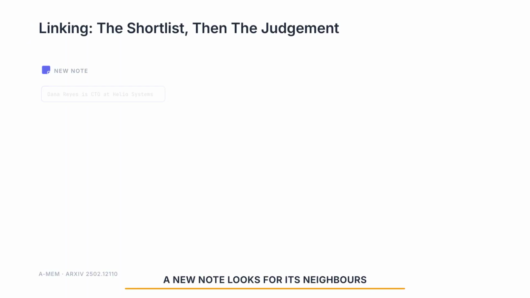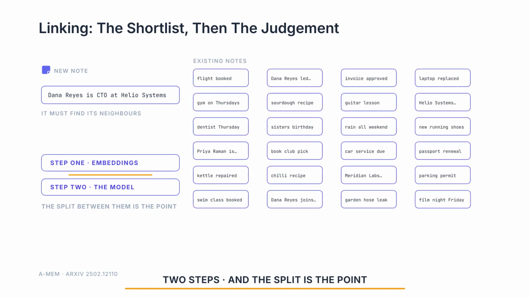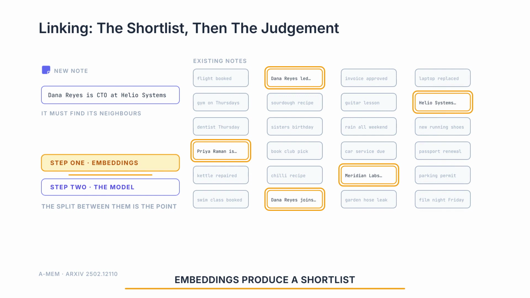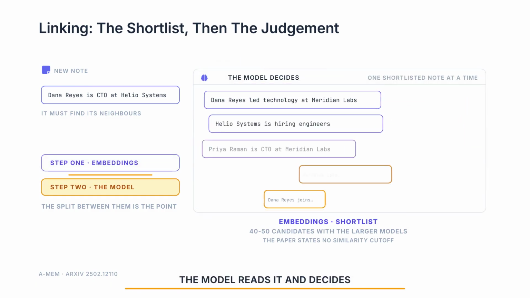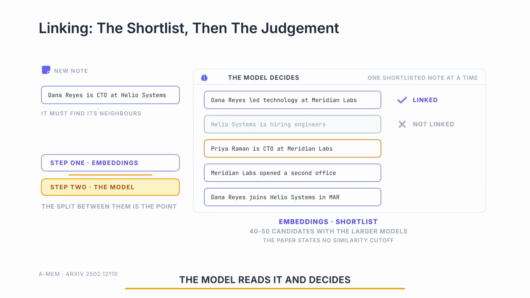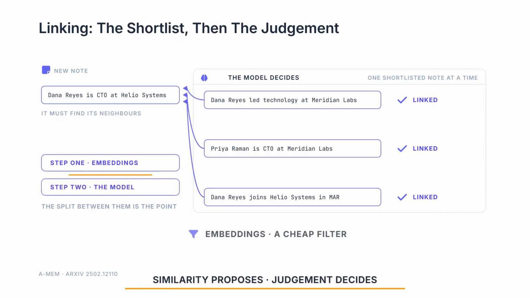How does a new note find its neighbors? 2 steps, and the split between them is the whole point. First, embeddings produce a shortlist of the nearest existing notes, 40 to 50 of them with the larger models. Then, a language model reads that shortlist and decides which are genuinely related. Embeddings are a cheap filter, not a verdict, which is the same argument Part 2D made about contradiction. Similarity gets you candidates. Judgment gets you the answer.